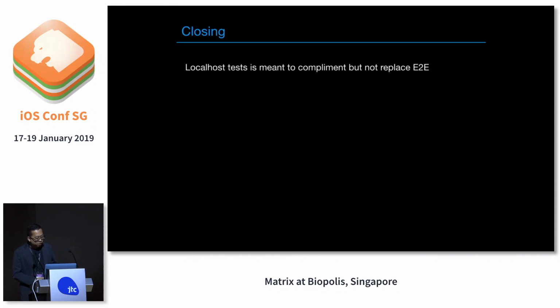So the closing: localhost test is meant to complement but not replace end-to-end tests. If you have a QA team, a testing team that's working on doing some testing, you still need that effort to help you test the app. For us as developers, all we need to do is make sure that when the QA team runs the test, it's never an iOS bug, because we can always mock our server dependence and all our dependencies to write our tests to test our features.